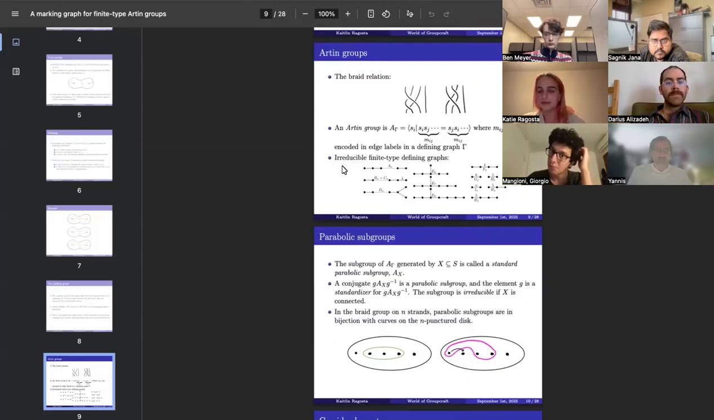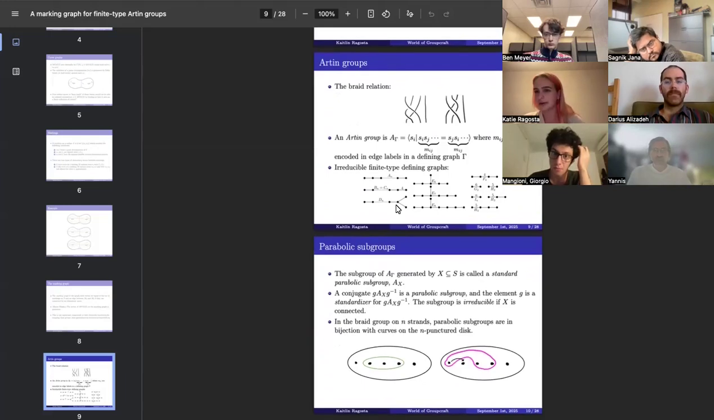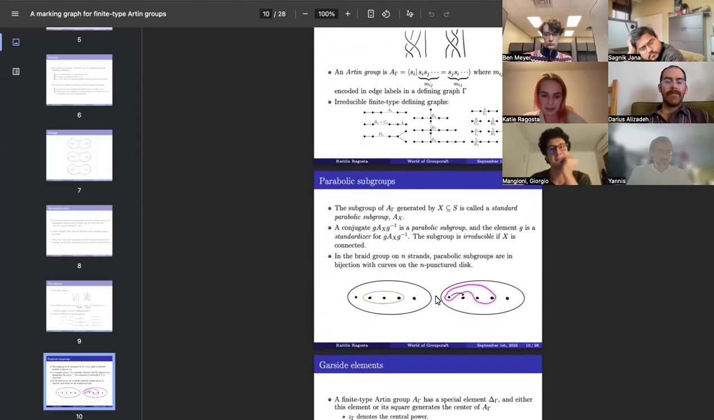Good. No label is a 3 and no edge is a 2. Okay, questions about Artin groups? Great. Okay, a little bit more background about Artin groups.